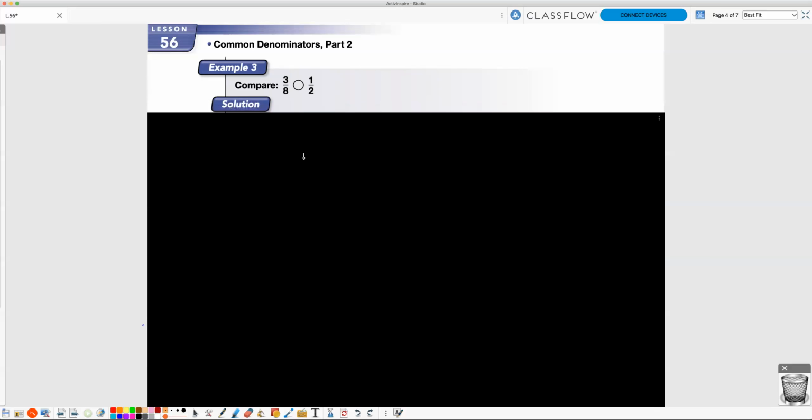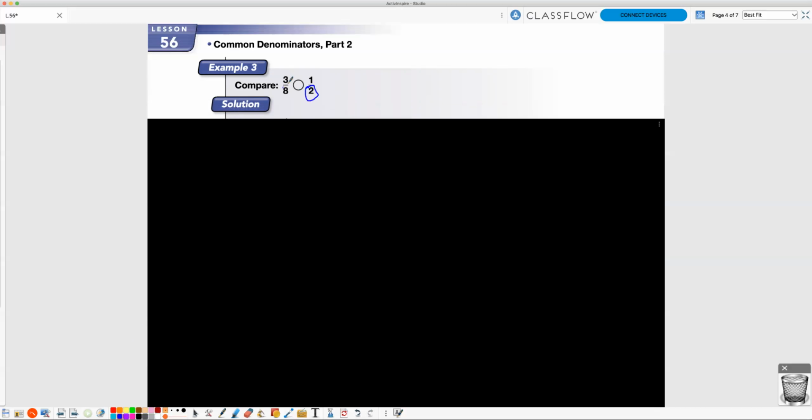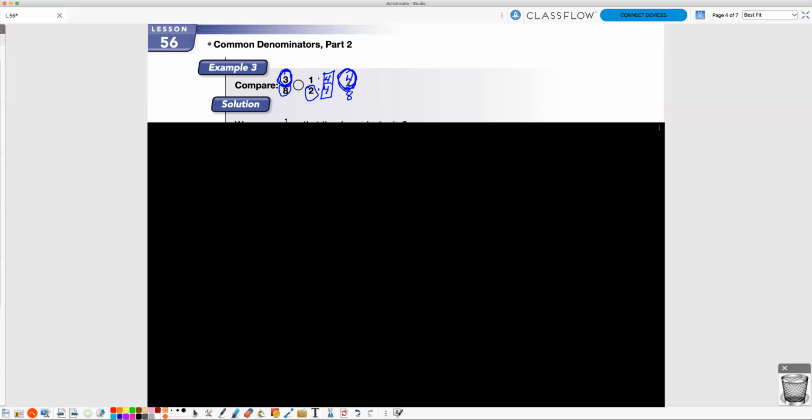Comparing 3/8 and 1/2. First off, I need to make sure my denominators are the same. So I can recognize that I'm going to do 2 times 4 in this one. And since I'm going to multiply that one times 4, I'm also going to multiply the numerator times 4, because that's an equivalent fraction to 1. So 1/2 is the same as 4/8. Now I can compare this 3/8 and this 4/8, and I recognize that 3 is less than 4.